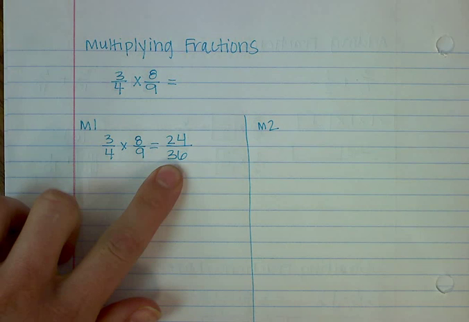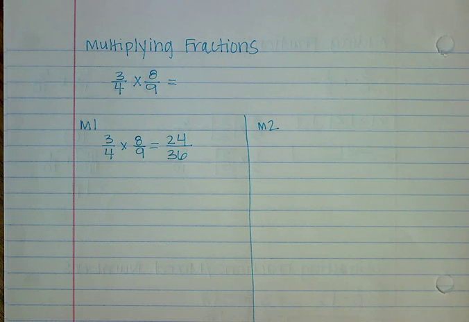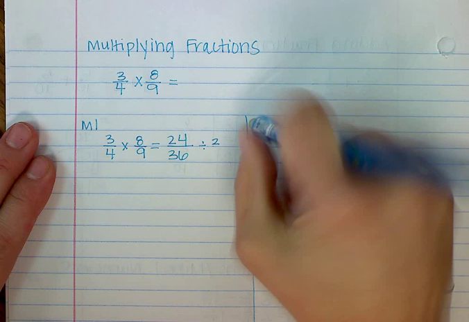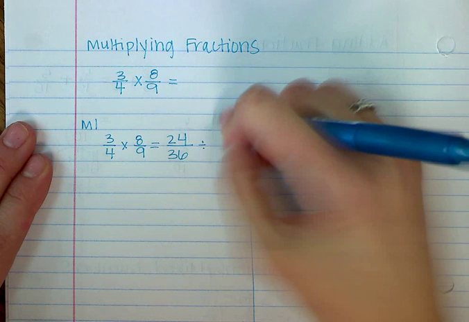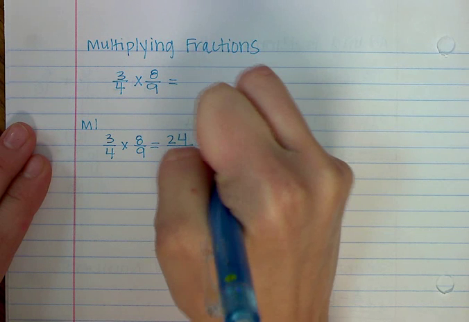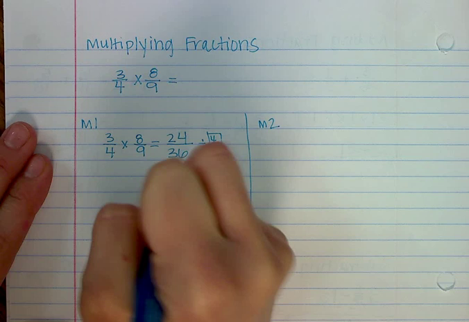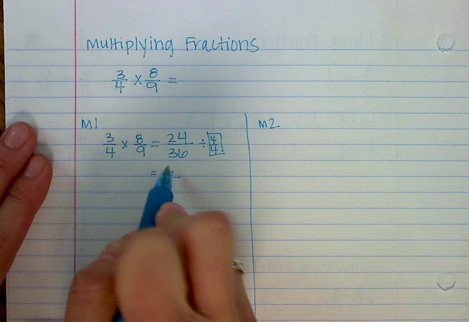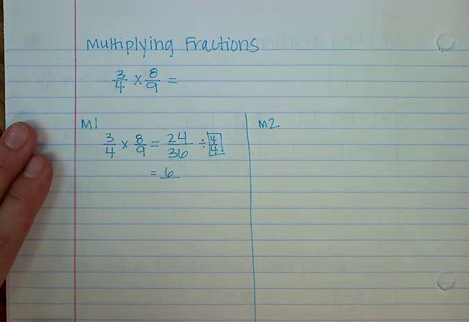So I'm going to simplify it by dividing both of those by 4. I'm going to divide by 4/4, so you're dividing by a whole, so you get the same thing back. So 24 divided by 4 is 6, and then 36 divided by 4 is 9.